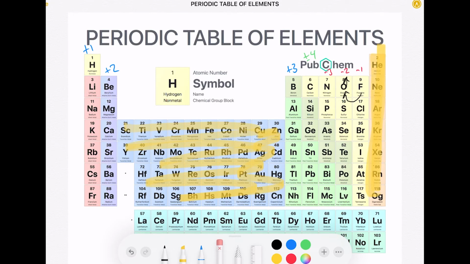So let's get rid of this one and pretend like we didn't look that up. But to help you out, I'm going to keep a running total. Hopefully you can see it right here. Oxygen is 2 negative.